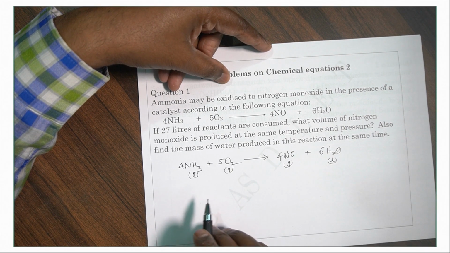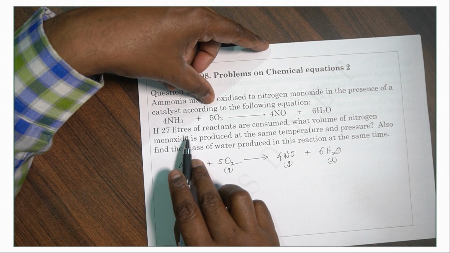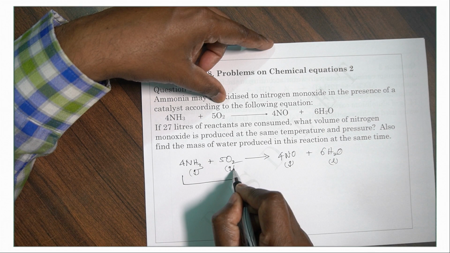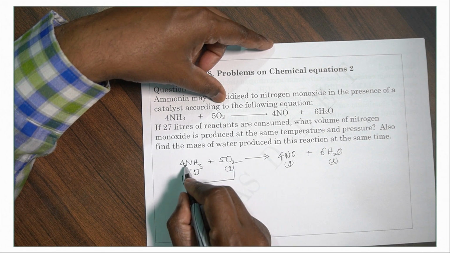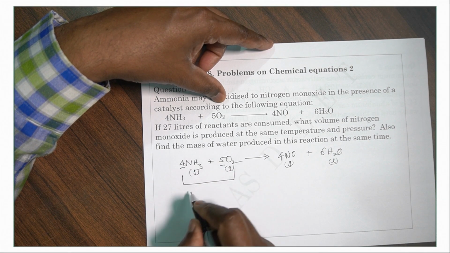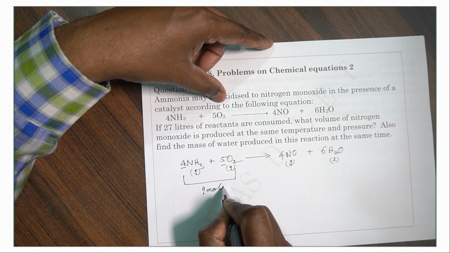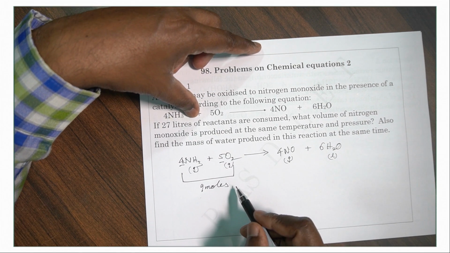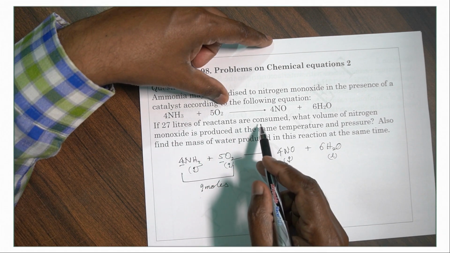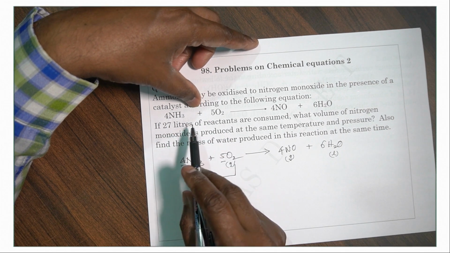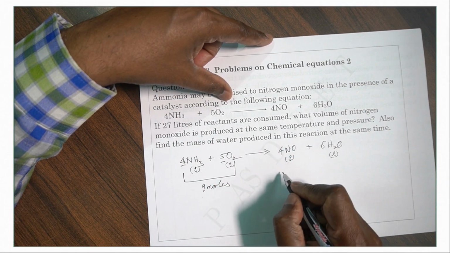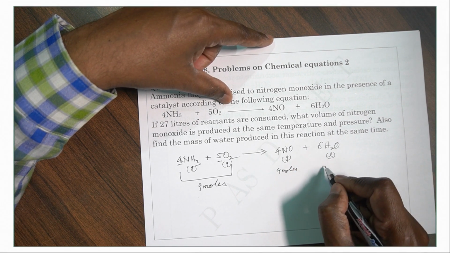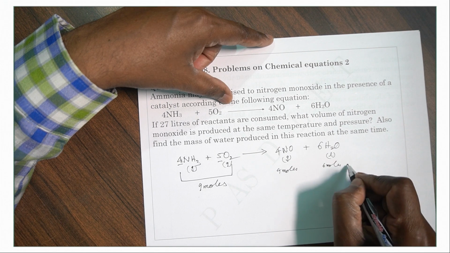Okay, so they are saying 27 liters of reactants. The reactants here are ammonia and oxygen. Together, how many moles are there? This is 4 moles, this is 5 moles. So it is 9 moles, 5 plus 4, 9 moles. Understood? They are taking it together, so I am also taking it together, because they are saying reactants, they are not giving the value of each one of them. The product side, we have 4 moles of nitric oxide or nitrogen monoxide and 6 moles of water.